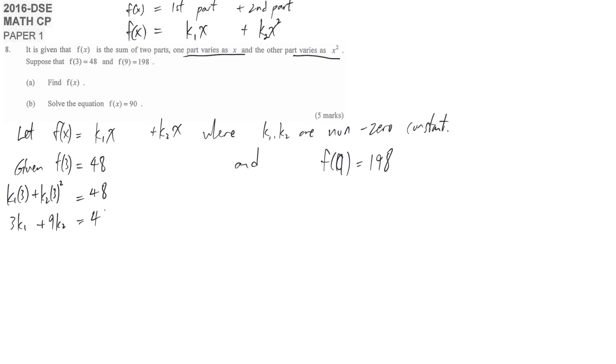We are given the first case, f(3) equals 48, and the second case, f(9) equals 198. Because we already know the structure of this function, we just simply substitute x with 3. So this is k1 times 3 plus k2 times 3 squared equals 48, which is 3k1 plus 9k2 equals 48. Right hand side, we just do the same. Replace x by 9. So we have k1 times 9 plus k2 times 9 squared.